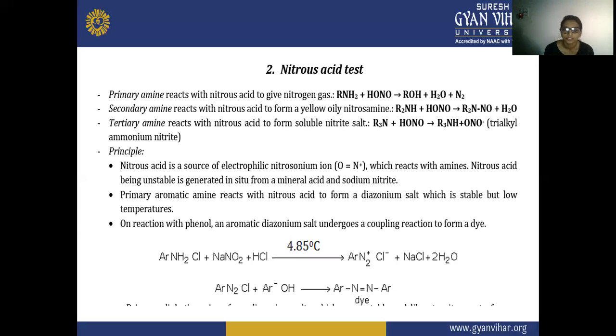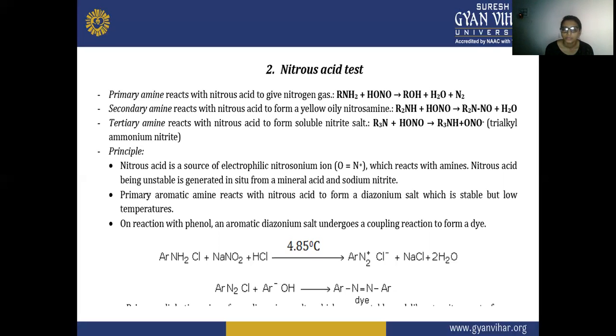So in the nitrous acid test, the primary amine reacts with nitrous acid and gives nitrogen gas. The secondary amine reacts with nitrous acid to give a yellow oily nitrosamine. And in the case of a tertiary amine, when it reacts with nitrous acid, there is a formation of a soluble nitrite salt.